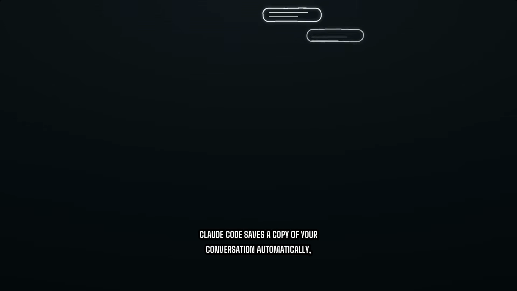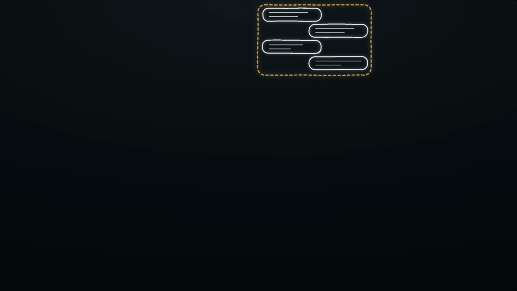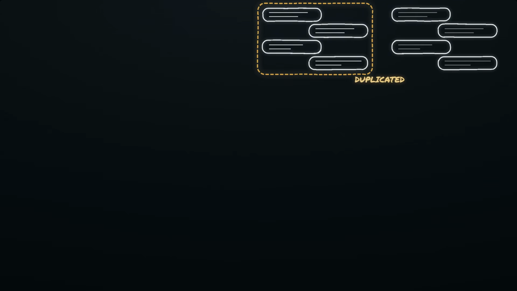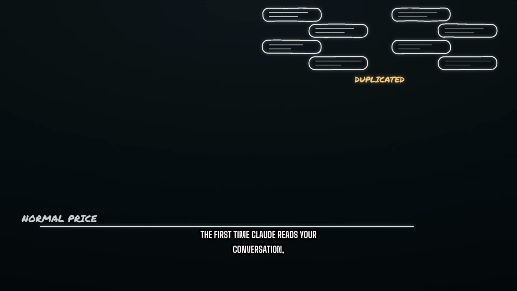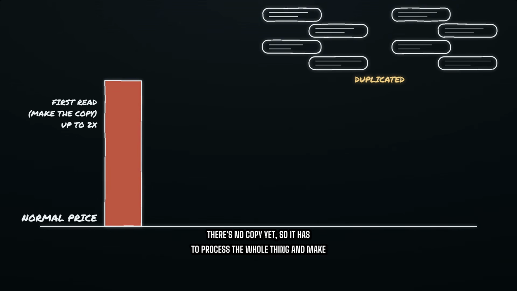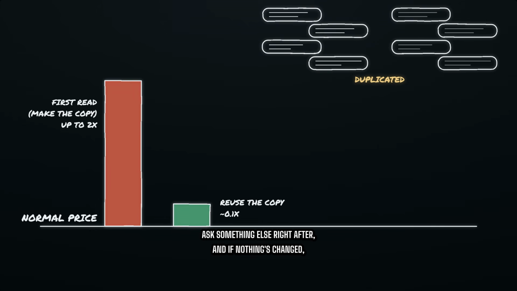Claude Code saves a copy of your conversation automatically every time you use it. No setup, nothing to turn on. The first time Claude reads your conversation, there's no copy yet, so it has to process the whole thing and make one. That costs more than normal, up to double the price. Ask something else right after, and if nothing's changed, Claude just reuses that copy instead of processing everything again. That costs about 1/10 of the price.